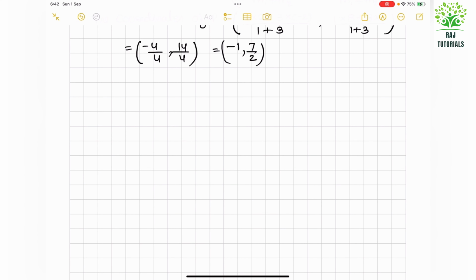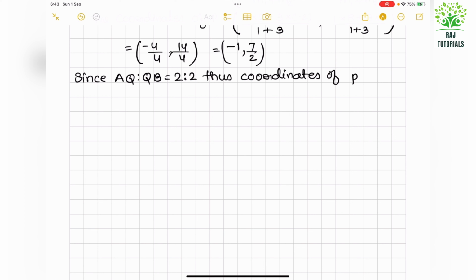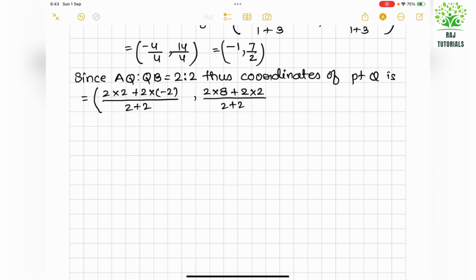Now same way, since AQ is to QB equal to 2:2, thus coordinates of Q point is equal to 2 into 2 plus 2 into minus 2 by 2 plus 2, comma 2 into 8 plus 2 into 2 by 2 plus 2. So that will be equal to 0 by 4, comma 20 by 4. So that will be 0, comma 5.